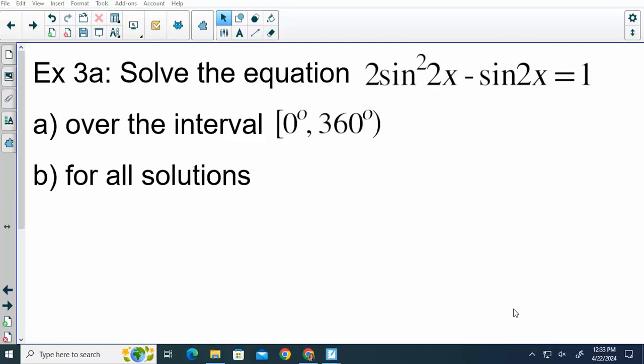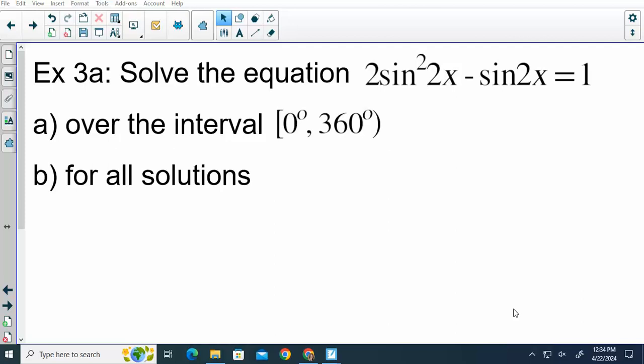I have 2 sine squared of 2x minus sine of 2x equals 1. You gotta take out the GCF first, right? Or do we bring that one over? Okay, so first thing, make sure that the angles match in your trig functions.